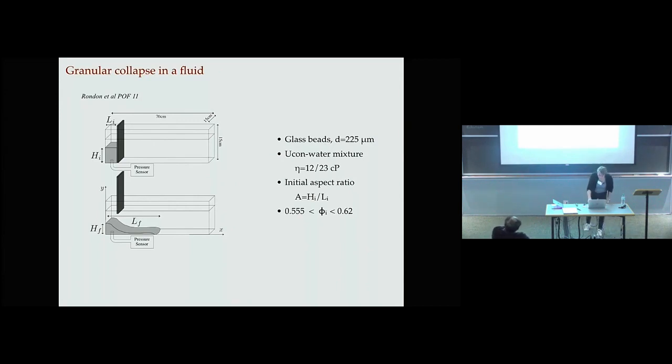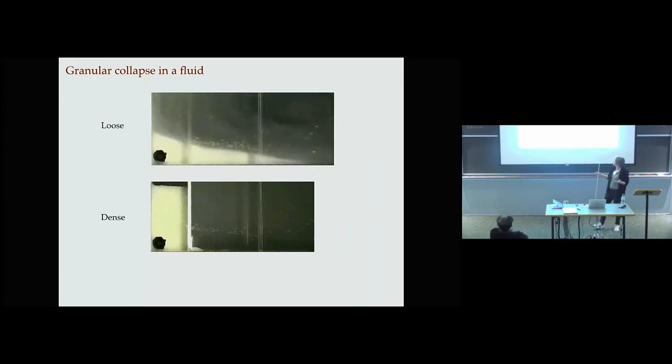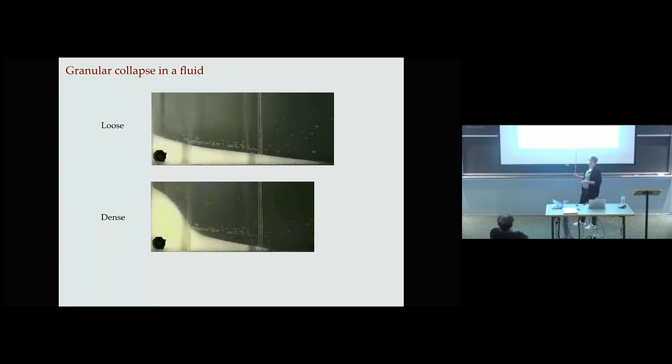So what happens when we do the collapse with different initial packing fractions? I'm going to show you two movies. The first one corresponds to the random loose packing. So when we open the door, you can see an immediate collapse with a long run out and something quite fast. Now, with a dense packing, when we open the gate, it's completely different. We have only some avalanche by the top, and it's so slow. Yeah, so it's a real-time experiment.